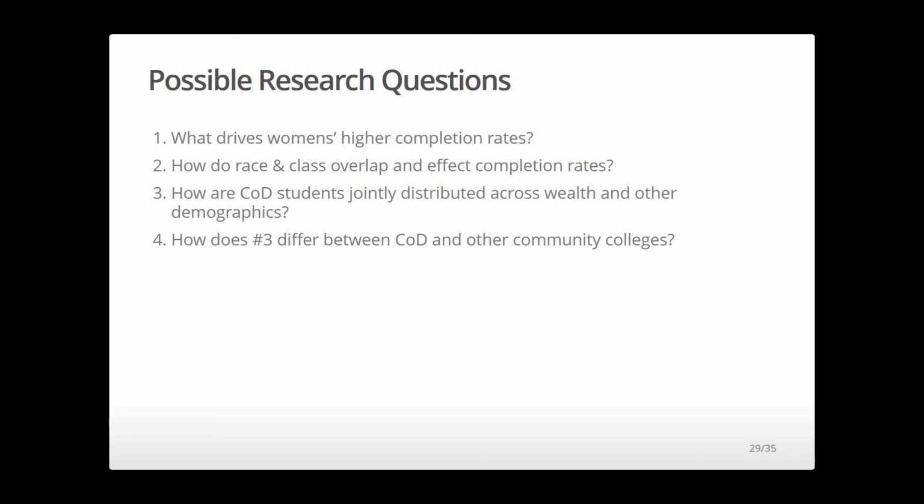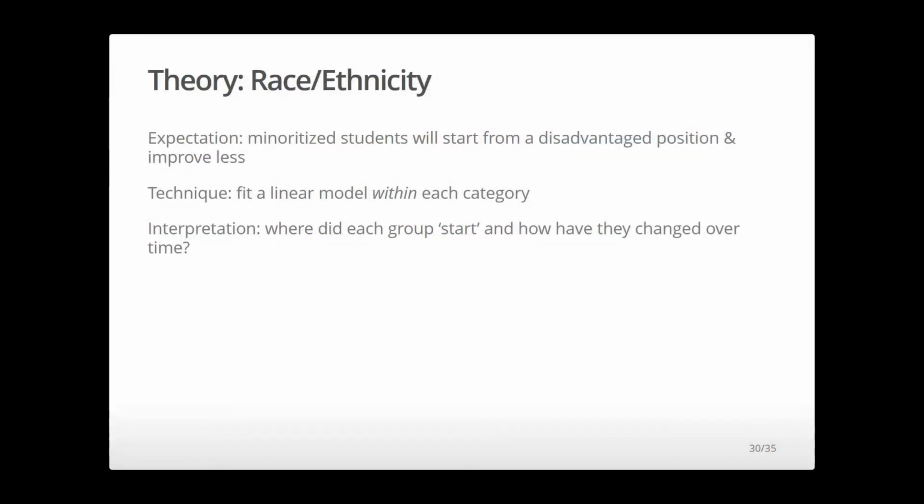Now, it feels like we haven't quite used the race-ethnicity data to its fullest extent, so why don't we apply some of the more complex tools we used to see if we can understand the data a bit better. One theoretical expectation of race-based explanations is that minoritized students will likely start from a disadvantaged position and benefit from overall improvements less than their counterparts. One way we might explore that implication is by fitting a linear regression within each racial ethnic category. We'd find the coefficient of the trend line that best fits each group's progress over the last 10-ish years and the intercept of that model.